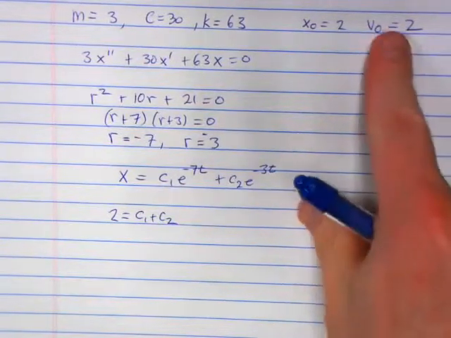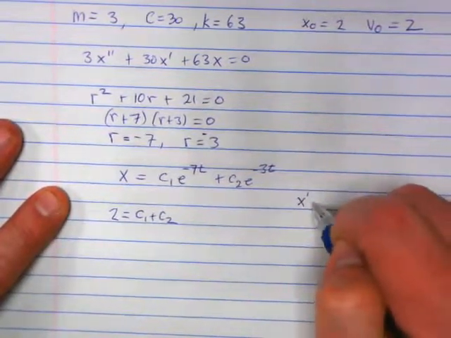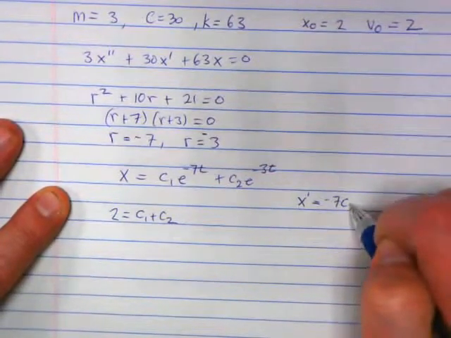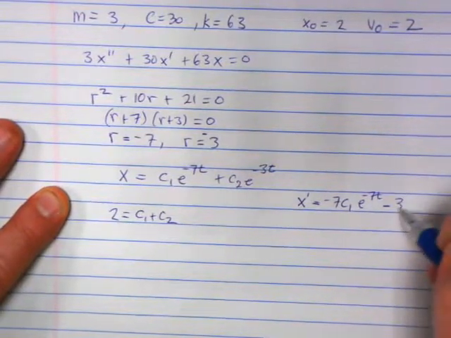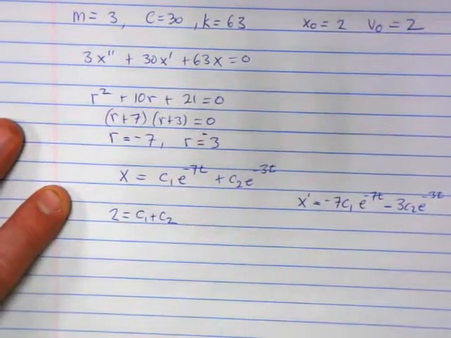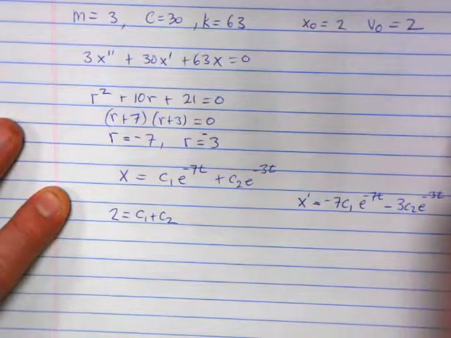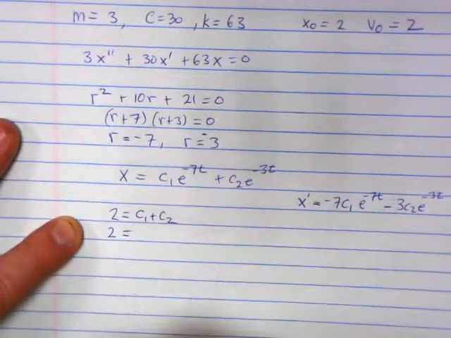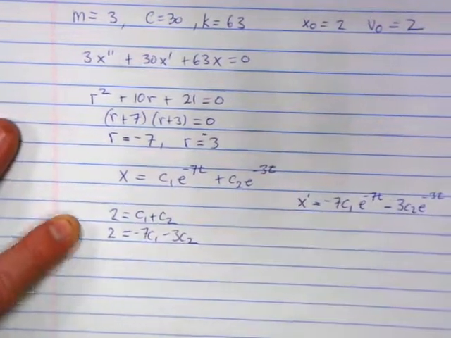And then velocity, of course, is the derivative. So I take the derivative. x prime is negative 7C1 e to the negative 7t minus 3C2 e to the negative 3t. Plug in the second initial condition. I get 2 equals negative 7C1 minus 3C2.